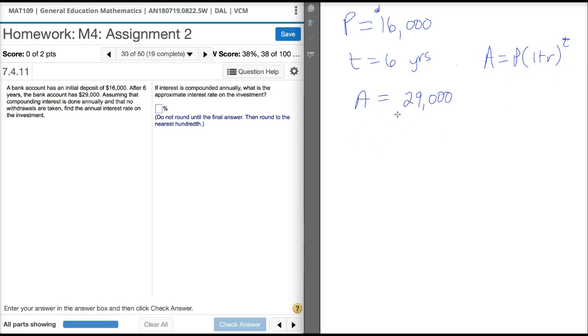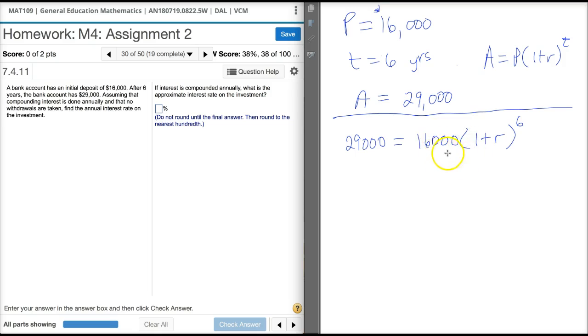So this part we'll get rid of. And here, the one thing that we don't know is what r is. So we need to figure that out. So we know that our accumulated amount after 6 years is 29,000. The initial amount is 16,000. R is what we need to solve for because that's the interest rate. And T here is going to be 6.